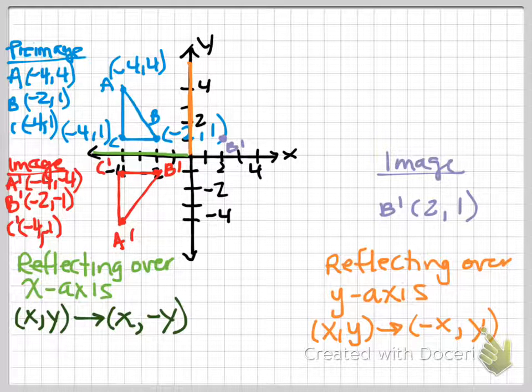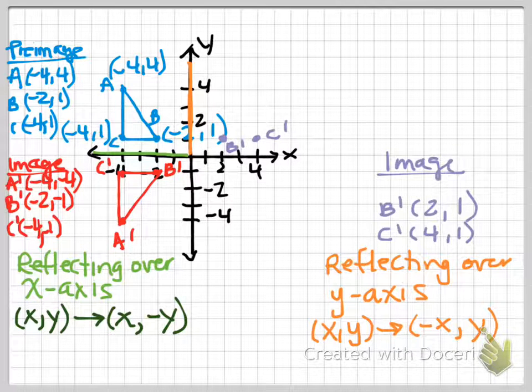Let's see. The C is 1, 2, 3, 4 to the left of the y-axis, so C prime would have to be 4 to the right. 1, 2, 3, 4. So that would give me C prime, and those coordinates are at 4, 1. So the pre-image, we had negative 4 for the x, so the negative of negative 4 is positive 4, and 1 stayed the same.